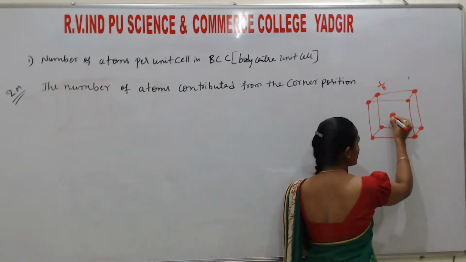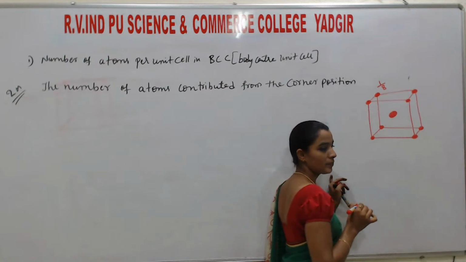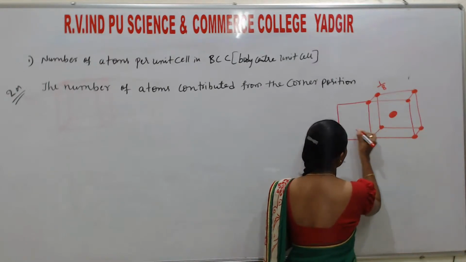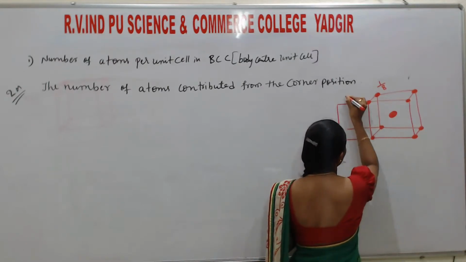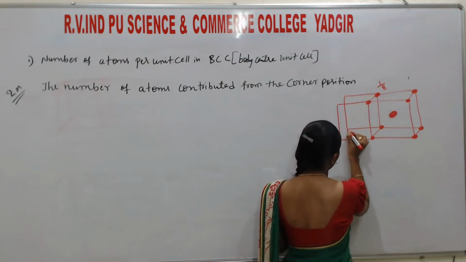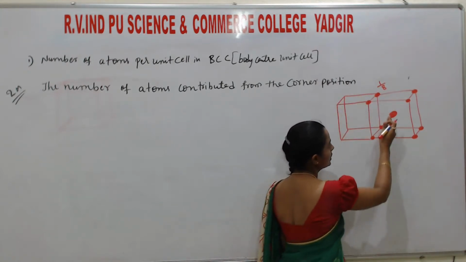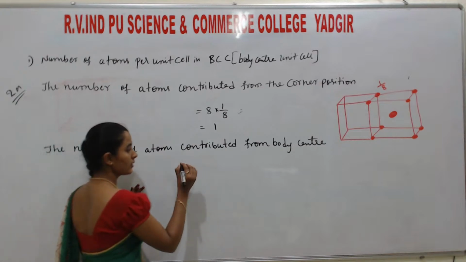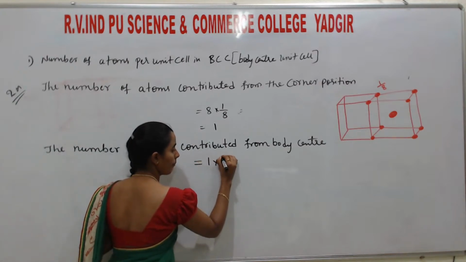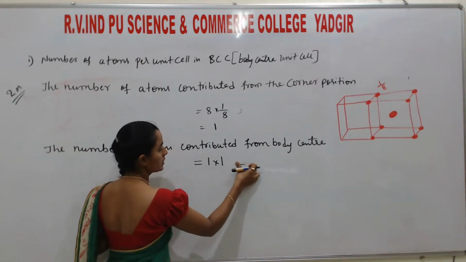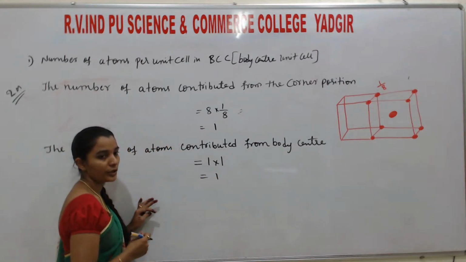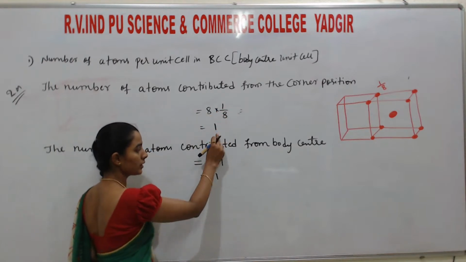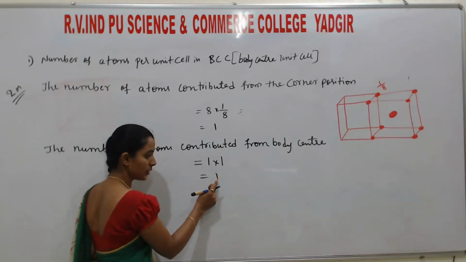So if you consider this center, one extra constituent particle is there, correct? If you extend this unit cell, this body center atom is only one atom per one unit cell. That means 1 into 1 is 1. The corners have 8 atoms, with 1 by 8 per unit cell, that is 1. The body center is one atom per one unit cell, means 1.